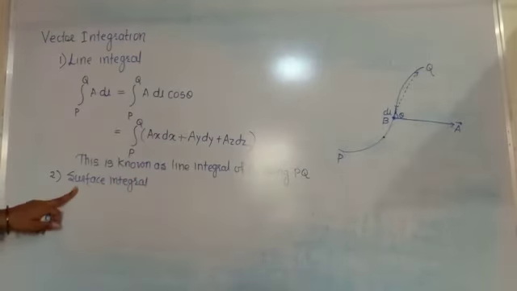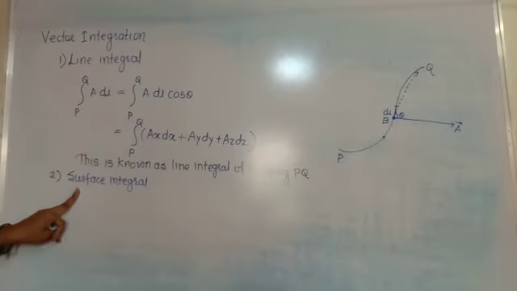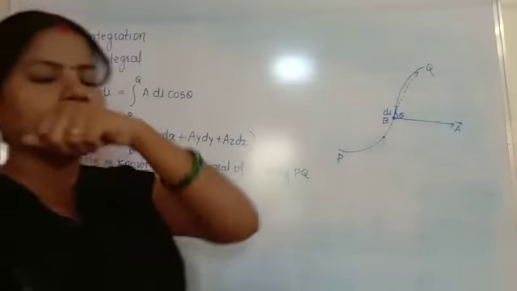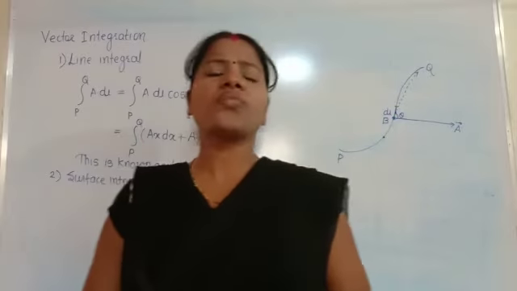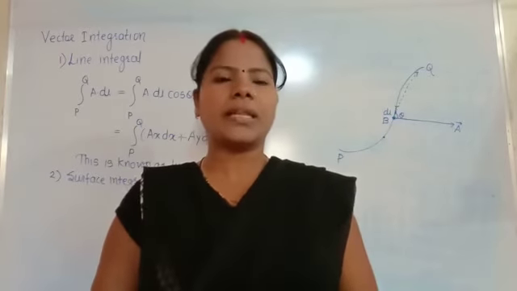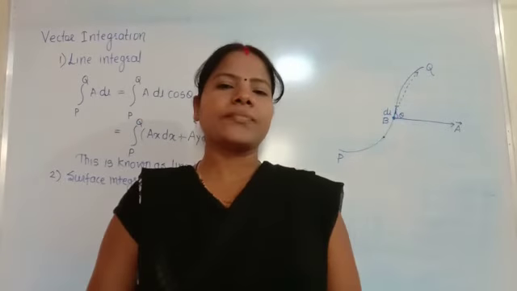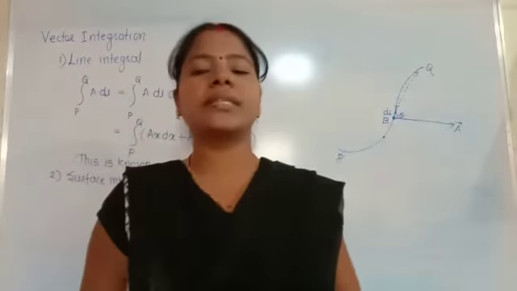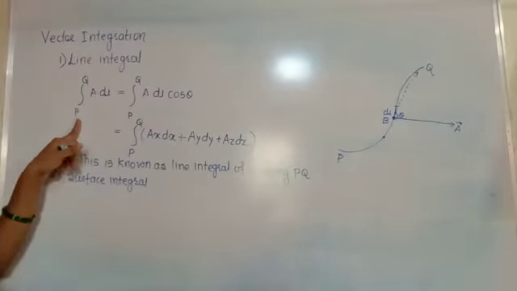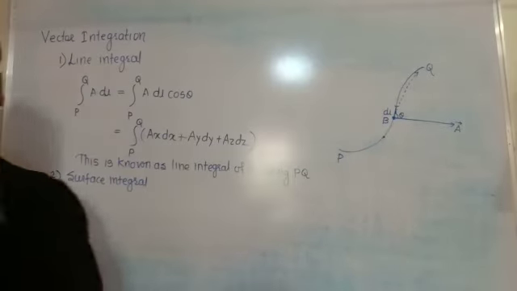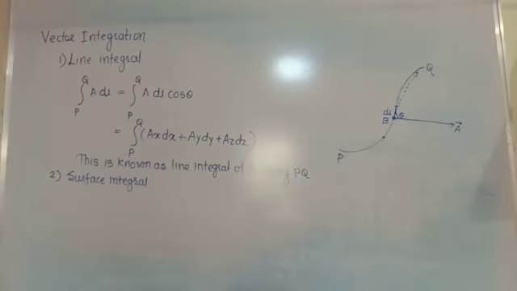According to the name, here we are taking lines, and here we are taking a closed surface. An example of the line integral is: if this vector A represents the force acting on a moving particle traveling along a curve, then the line integral from P to Q of A dot dl represents the work done by the force on the moving particle from P to Q.